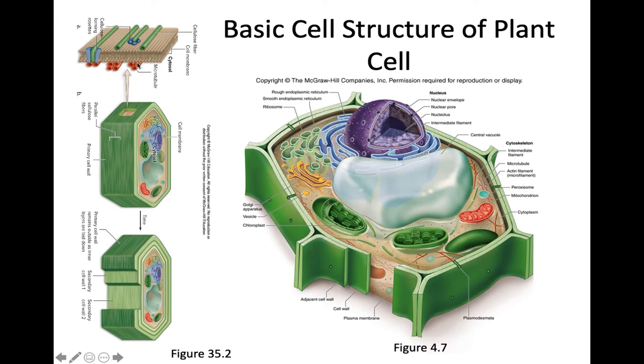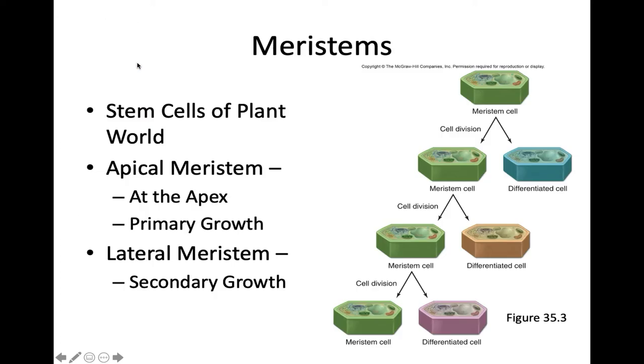That's this part here. Plants grow in a very different way than animal cells grow. They have these specialized growth cells called meristem cells.